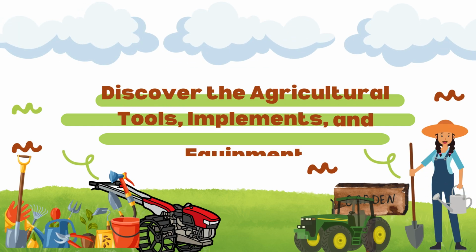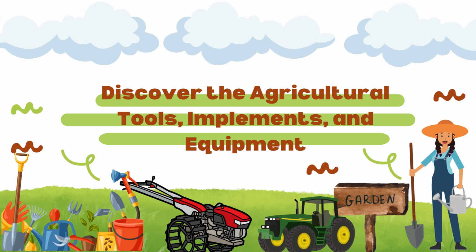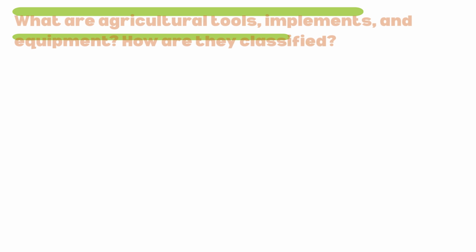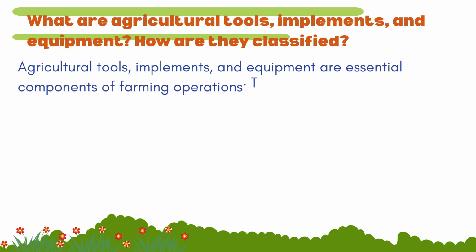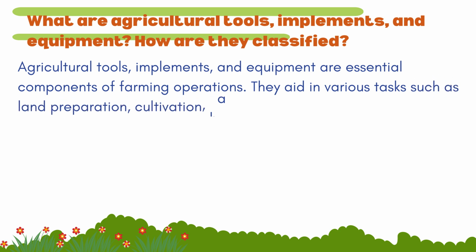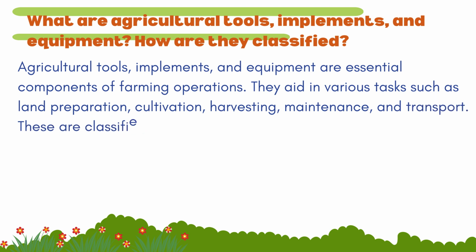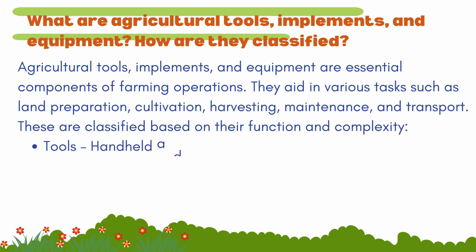Discover the agricultural tools, implements, and equipment. What are agricultural tools, implements, and equipment? How are they classified? Agricultural tools, implements, and equipment are essential components of farming operations. They aid in various tasks such as land preparation, cultivation, harvesting, maintenance, and transport. These are classified based on their function and complexity.